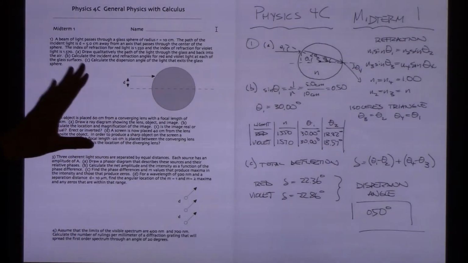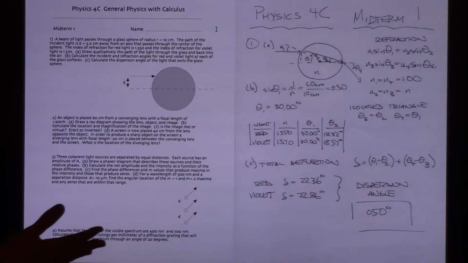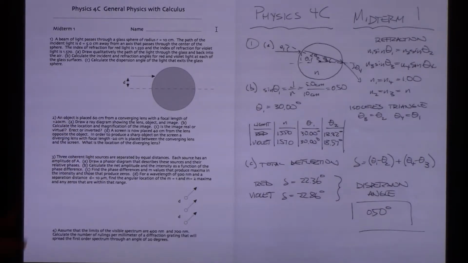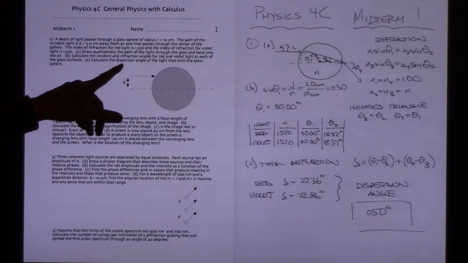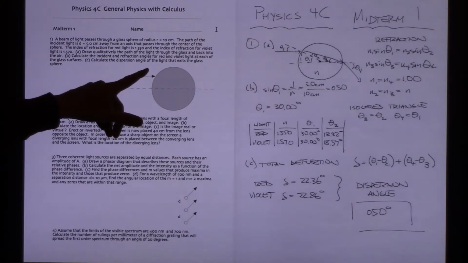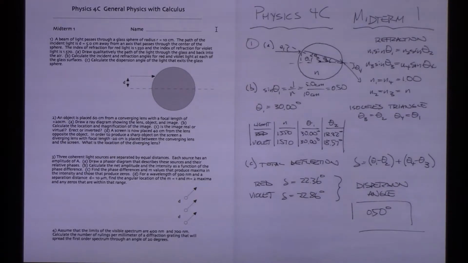Maybe this is some really pretty designer thing that you can set on a desk or something. I don't know, it's a doorknob. And it's going to create these rainbow patterns. It's going to look really pretty. So we want to find out what the dispersion angle is of the light that comes out from the sphere.